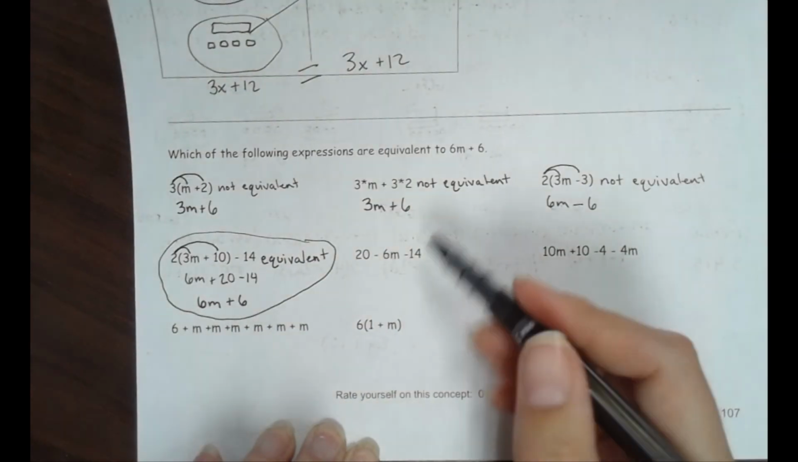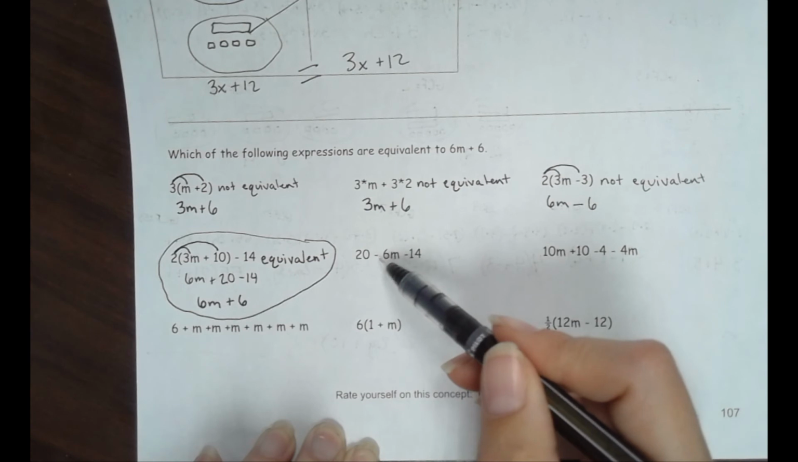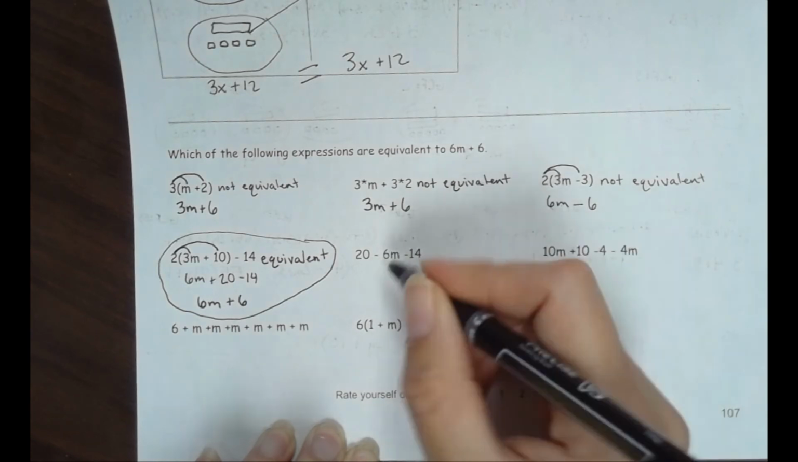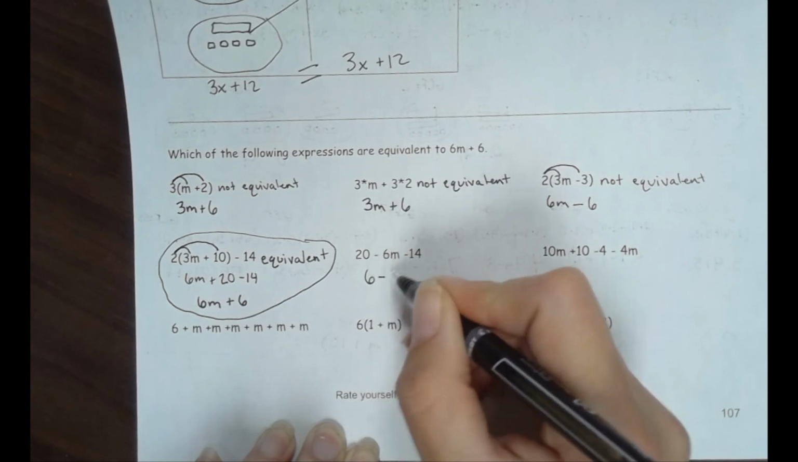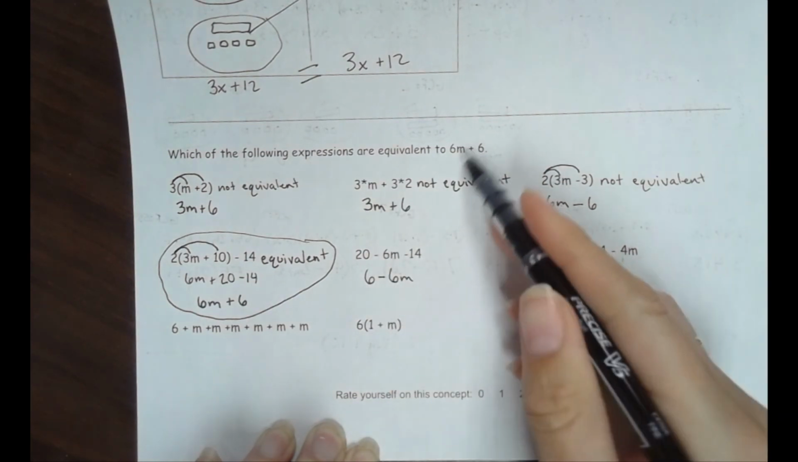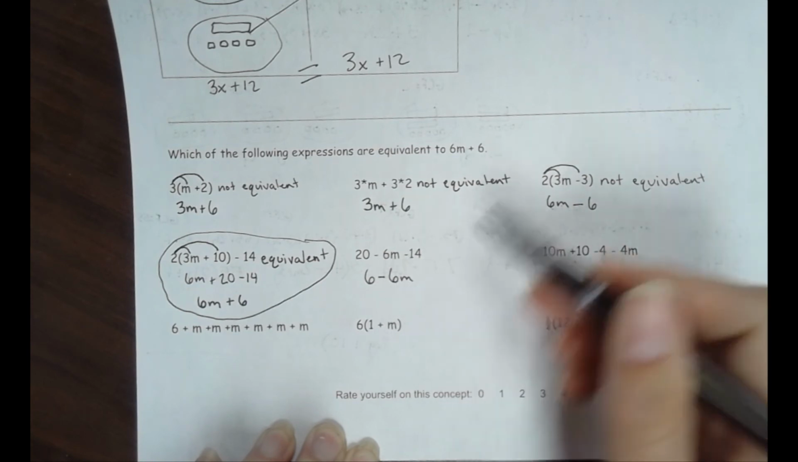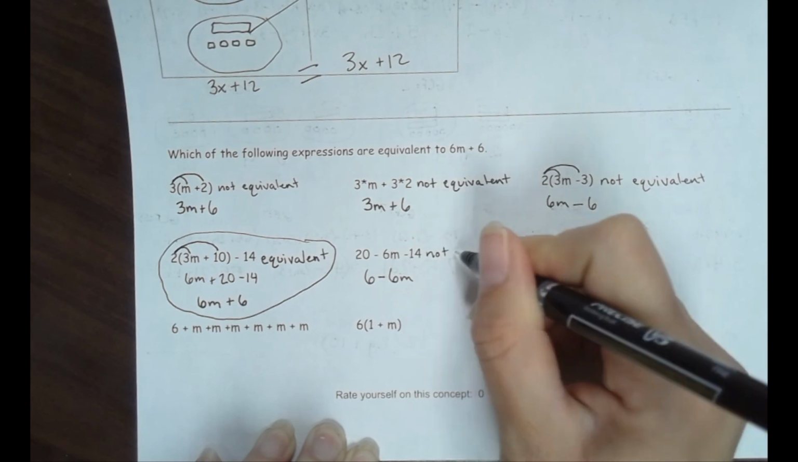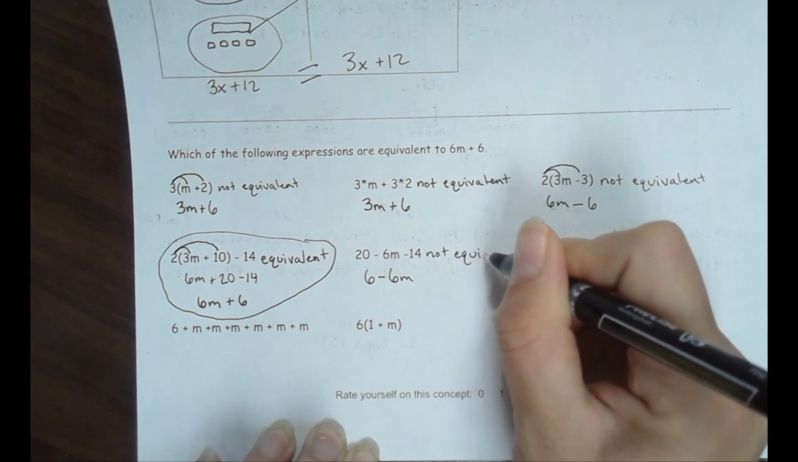Okay, let's try this one. 20 minus 6m minus 14. I can combine 20 minus 14, that gives me 6. But I'm still minusing 6m here. Is that equivalent? No, because 6 minus 6m is not the same as 6m plus 6. Not equivalent.